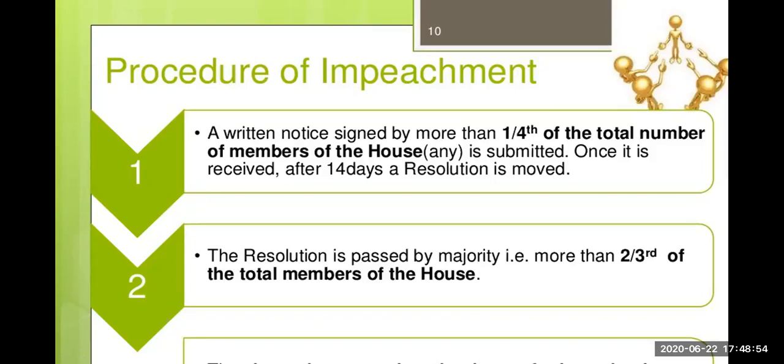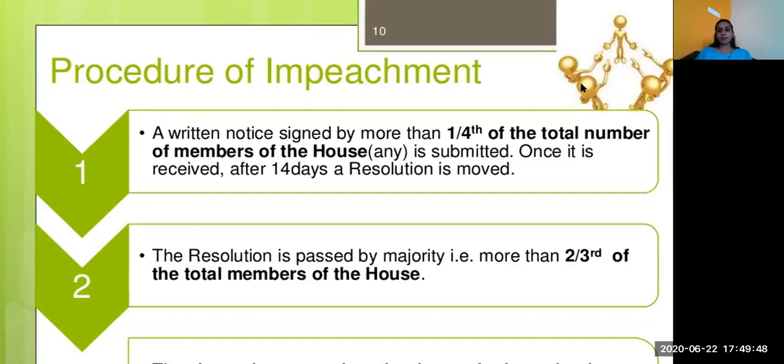But prior to that, when either house raises the bill by 1/4 of its total members, the other house investigates the charges. Suppose the resolution is raised in Lok Sabha, then Rajya Sabha will investigate all the charges claimed against the president or the vice president, because as we are in a democracy, every individual has a right to defend herself or himself. So they are supposed to get a chance to defend themselves. Hence, the other house investigates all the charges claimed against that particular person. Once the charges are proved correct on the basis of evidence, then by 2/3 majority, the president or the vice president is impeached. So this is called the process of impeachment.